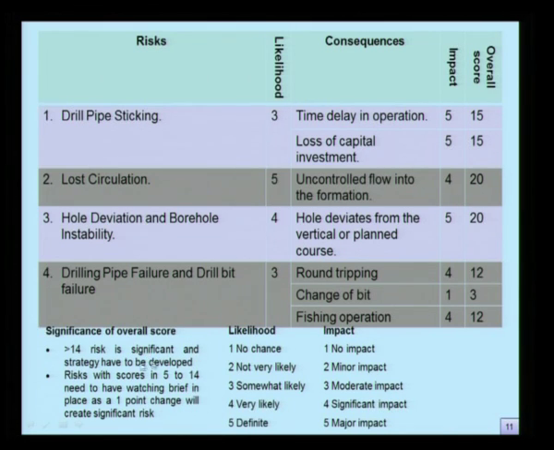Therefore, we should have a strategy developed to control failure due to these kinds of risk occurrence. If the risk score is between 5 to 14, then we must keep on monitoring it continuously, so that it should not create a significant risk subsequently. For example, the change of drill bit can be one such example, where the overall score is very low. So, we should constantly monitor the drill bit for its requirement of change.